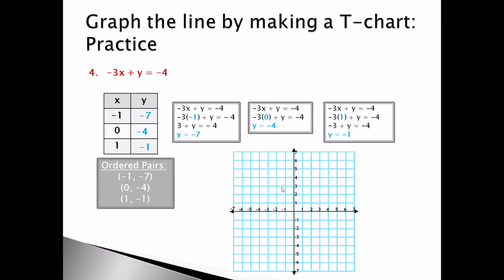Okay, here we go. Let's graph them. So it's -1, -7. So I have to go left 1, down 7 because they're both negatives. Next one is 0, -4. So I go over 0, -4. Interception! Right down at -4. I want to hear you say that every time you have an interception. This was a y-axis interception. Now we have +1 and then down 1, -1.